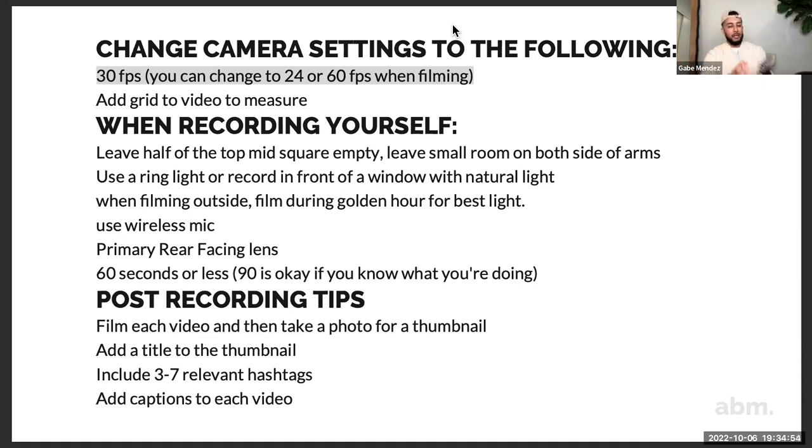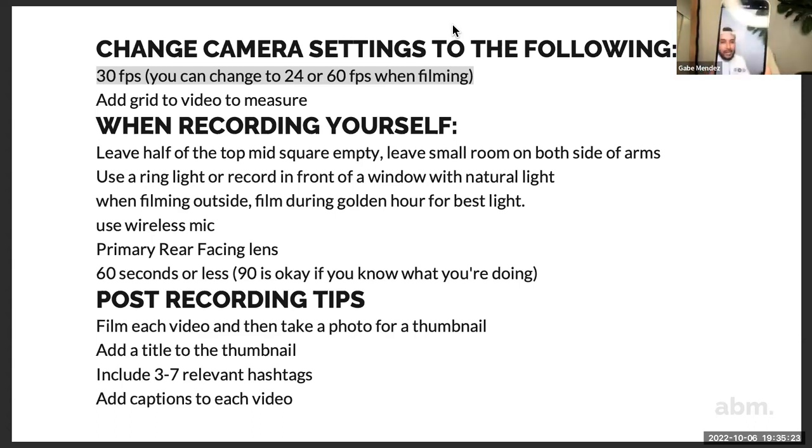Can someone tell me how many frames per second your eye sees things? What are the frames per second at which your eyes naturally see? Not everyone at once. All right, no one knows. Here we go. Your eyes naturally see at 24 frames per second.